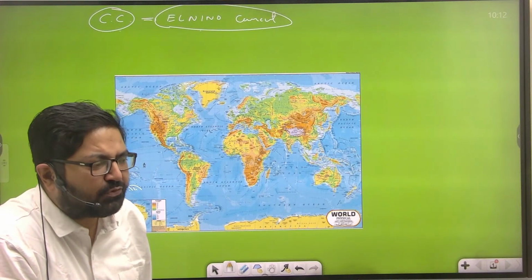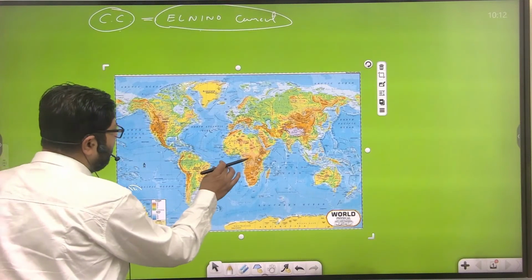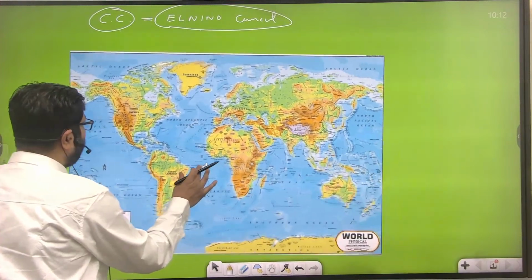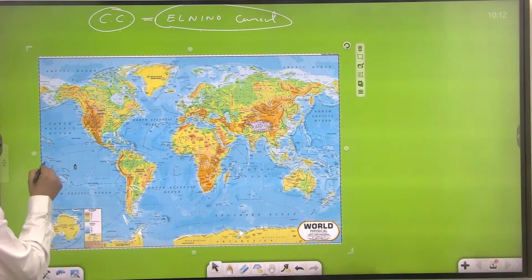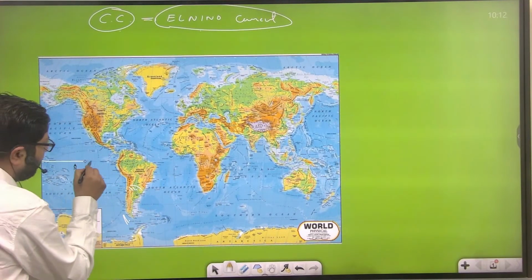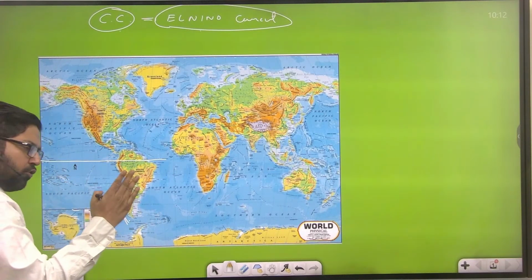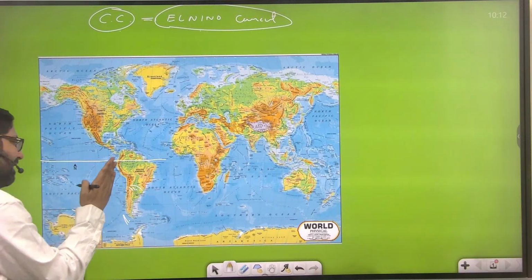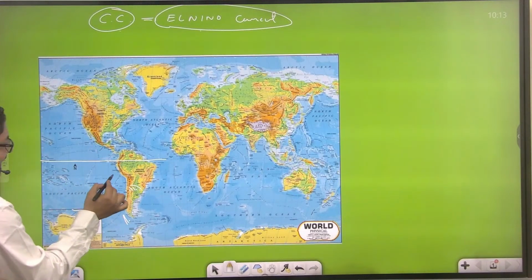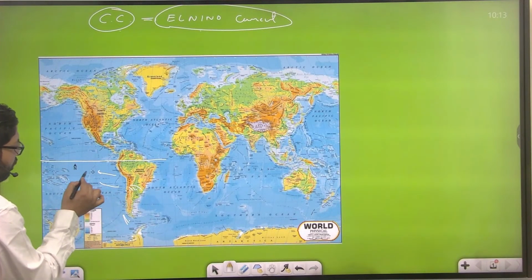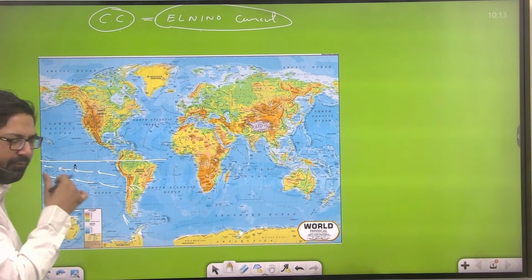Now, what is actually found in Pacific Ocean? In normal year, the pressure, this is the equator. Winds always blow according to pressure gradient. In a normal year, the pressure gradient in Pacific Ocean is directed from east to west. As a result, winds blow from east to west.